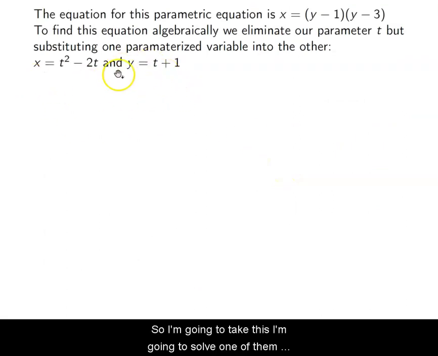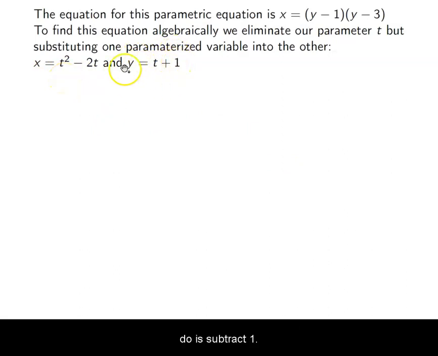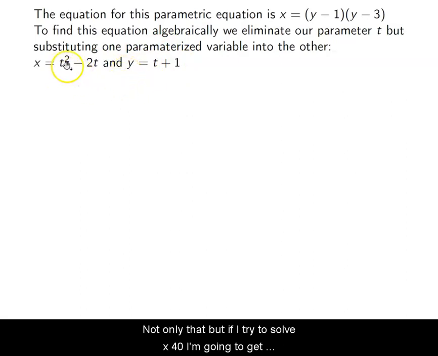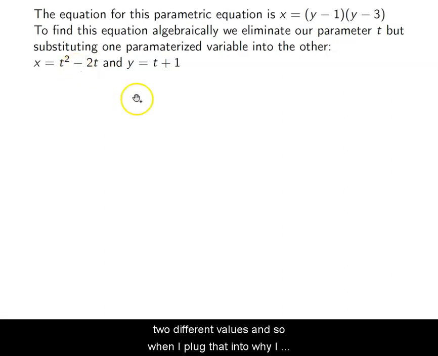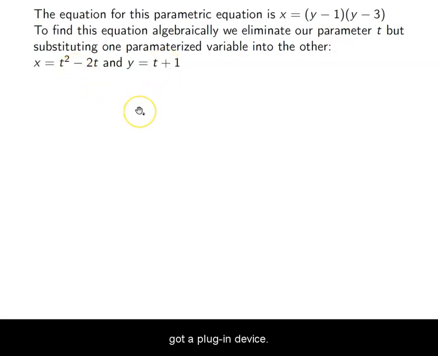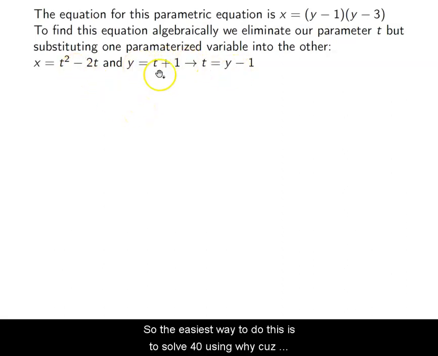So I'm going to solve one of them for t. The easiest one to solve for t is y, right? So all I have to do is subtract 1. Not only that, but if I try to solve x for t, I'm going to get two different values. And so when I plug that into y, I have to plug in two different values. So the easiest way to do this is to solve for t using the y, because it's the simplest equation.